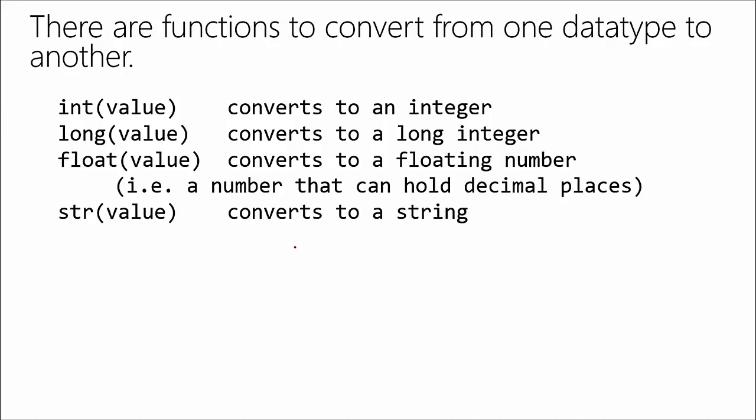Somebody else had pointed this out earlier, the str for string. Yes, exactly. So these are functions you can use to say, take this value, or the value in this variable, convert it into an integer, please. Take this value, convert it into a long, which is just a bigger integer value. Any sort of whole number if it has no decimal places. Float converts it to a number with decimals, and string will take a number and switch it into a string.